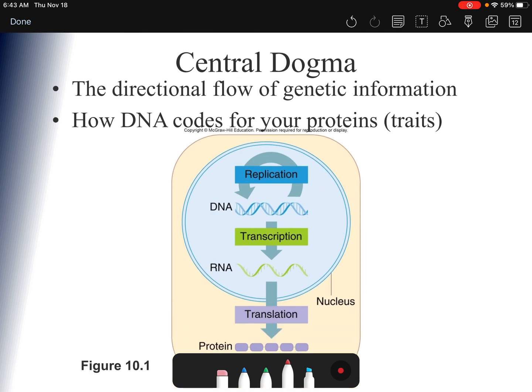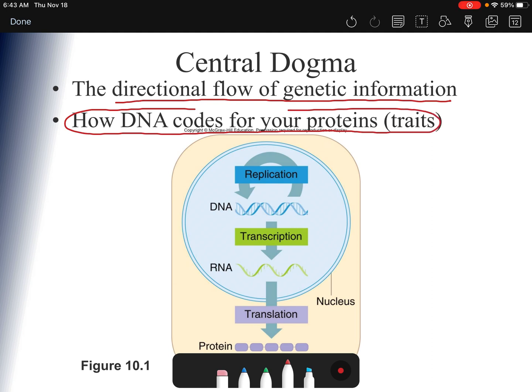So the central dogma, a dogma is just like a big overriding, organizing, unifying principle. And in biology, the central dogma of molecular biology is very, very important because it shows the directional flow of your genetic information. In other words, it shows how your DNA codes for your traits, how it codes for your different proteins. It involves the processes of replication, transcription, and translation, and it involves the molecules of DNA, RNA, and proteins. So it shows you directionally how we go from DNA all the way to a protein.